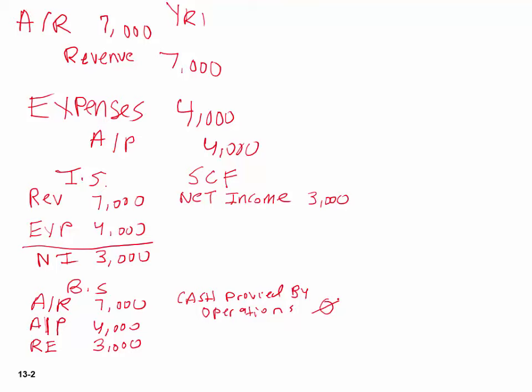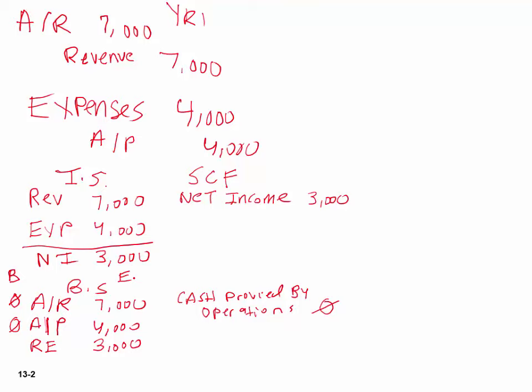Okay, so what we would do is analyze the balance sheet. That is our next step. Our beginning accounts receivable was how much? Beginning was zero, ending was 7,000, right? Our beginning accounts payable was what? Zero, ending was 4,000, right? So we have the beginning and the ending balance. We had an increase in our accounts receivable of 7,000, didn't we? Accounts receivable increased, which increased our net income, but no cash was provided, right?